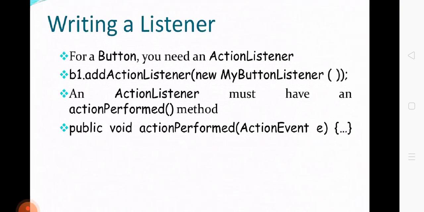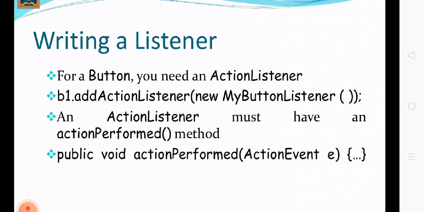Now suppose we are writing a listener. How will we write a listener? Suppose we want to write a listener for a button. For a button, we need an ActionListener. Suppose b1 is a button, b1 is of type button, and we want to associate a listener with it. How can we do it? b1.addActionListener. We will call the method addActionListener on the b1 object, and b1 is the button.